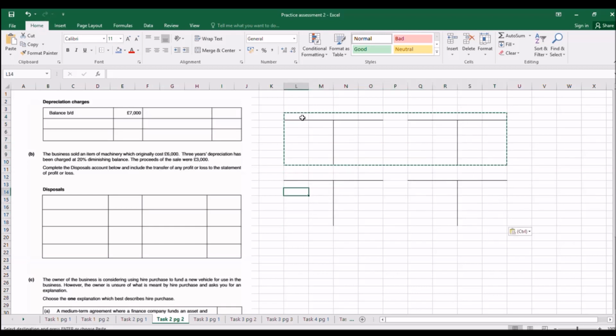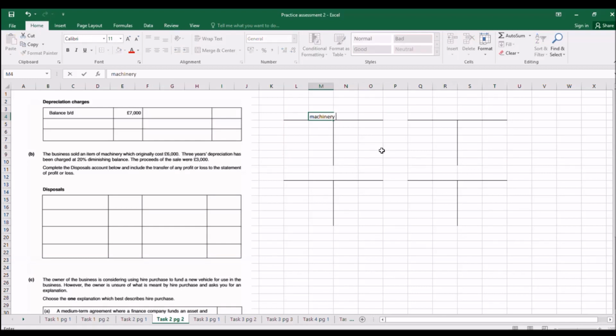Okay, so we're going to have machinery cost. And here, originally cost £6,000, so there's our £6,000 of what it was originally at. And we have machinery depreciation. And so far, 3 years of depreciation has been charged at 20% diminishing balance. So first of all it's 6,000 times 0.2. That was the first thing.